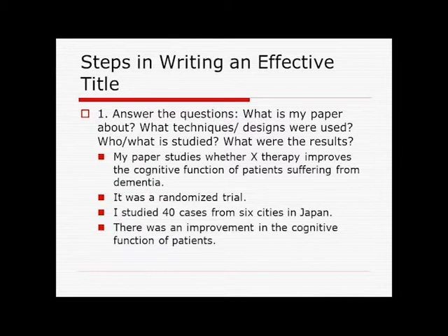So there are some steps to writing a really good title. I found this a couple of years ago and have certainly implemented it whenever I'm working on my papers and trying to come up with a really good title. There are 4 different steps that we can follow to make sure that we're writing a good title. First we answer these questions. What is my paper about? What technique or design did I use? Who or what did I study? And what were my results?